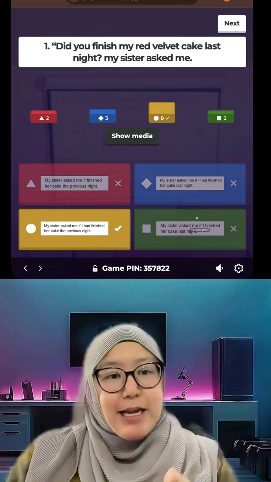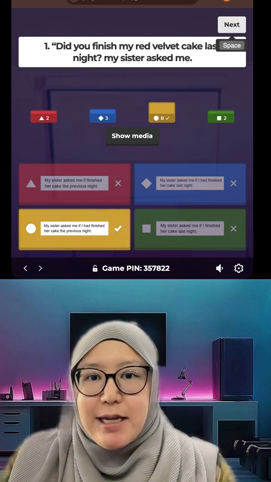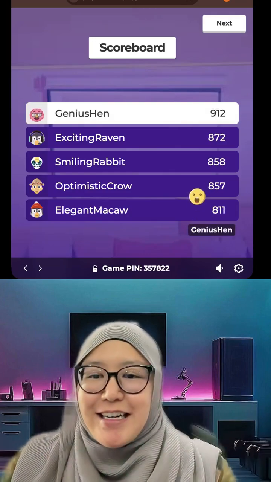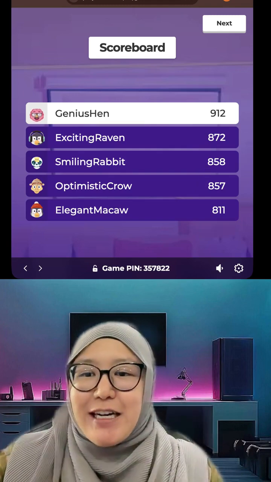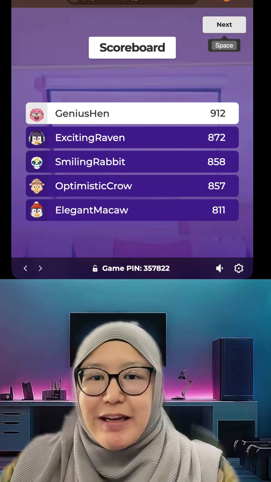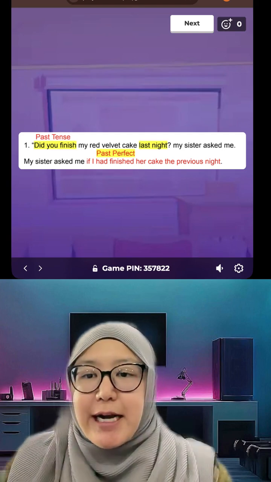So why is this yellow correct? Let's take a look at the scoreboard first. Genius hand is the first scorer. Okay, top scorer. Now let's see why yellow is the correct answer.